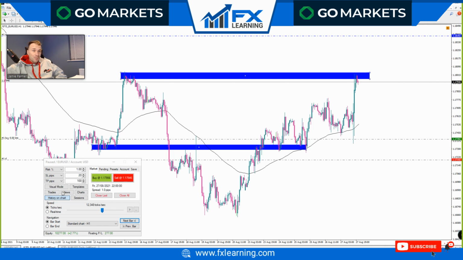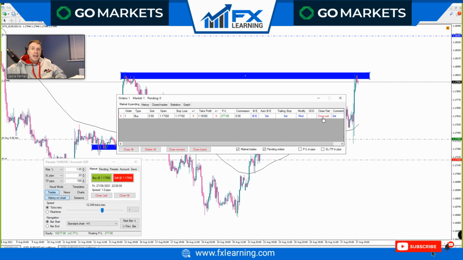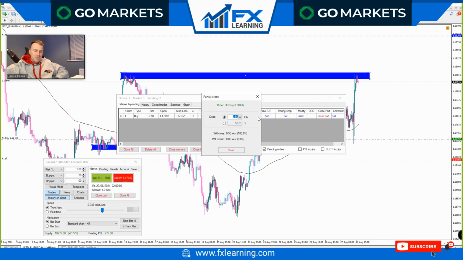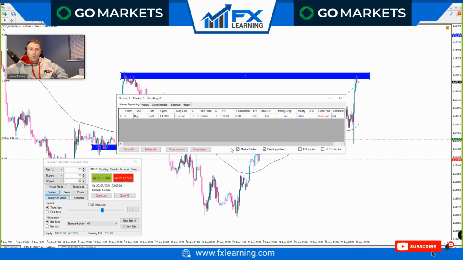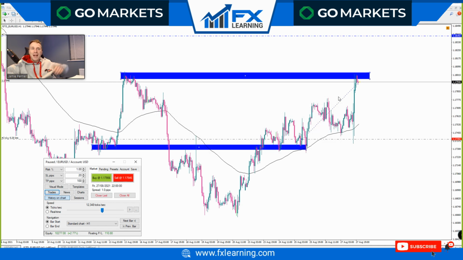So just to give you an example, I'm going to close a percentage of this trade. Close part of it. I'm going to close off 0.3 lots. There you go. I've already taken partial profit, so I'm going to move my stop loss to break even. I'm now in a risk-free trade. I've now made nearly 2.7%, and I'm in a risk-free trade. I'm going to make some more money now. Let's see what happens.